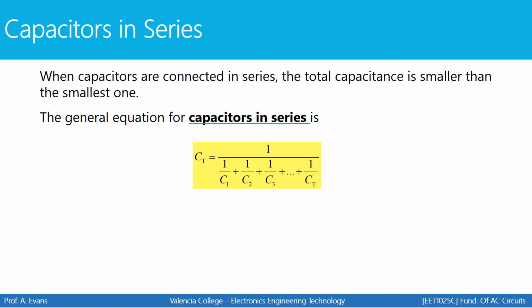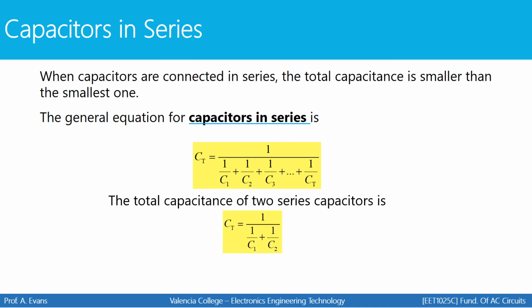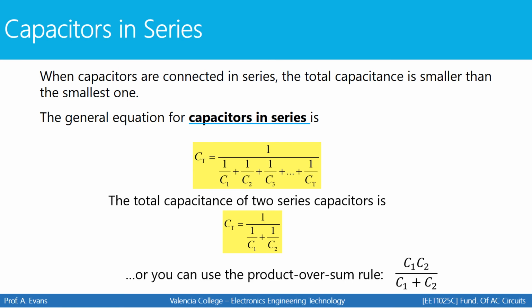Capacitors in series can be combined so that you get a total equivalent capacitance, but you will combine them by using the same formula that you use for resistors in parallel. So if you have two capacitors in series, you can shorten the equation up above to just show for two capacitors. You can also use what's called the product over sum rule. So if you have two capacitors in series and you want to combine them, these two formulas are equivalent.